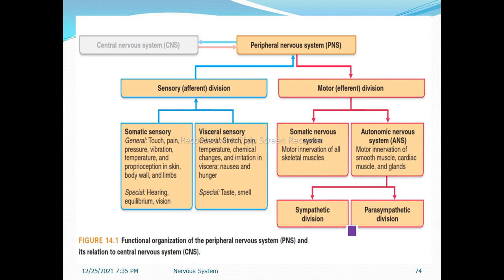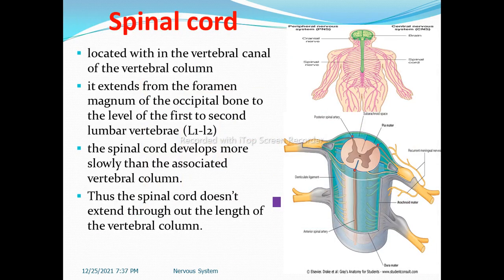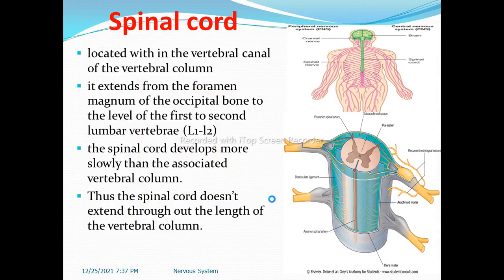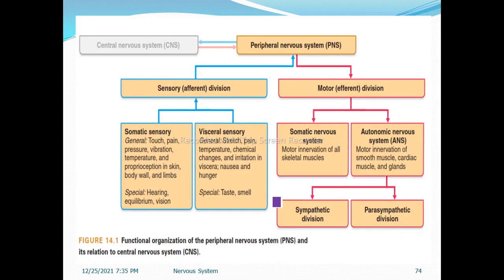Then autonomic is divided into sympathetic and parasympathetic. This we will see later. There is communication between the peripheral nervous system and the central nervous system. Peripheral also divides into sensory and motor. This is for the peripheral nervous system. This is all about today's section. In the next section we will see the spinal cord, the autonomic nervous system, and embryologic development of the brain.